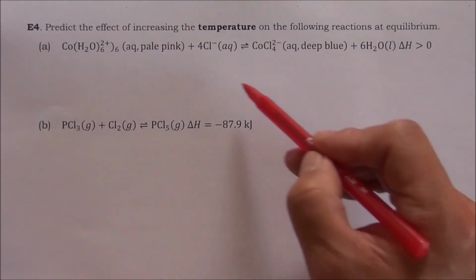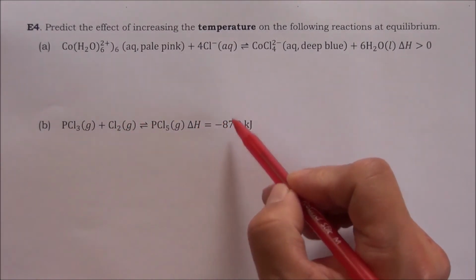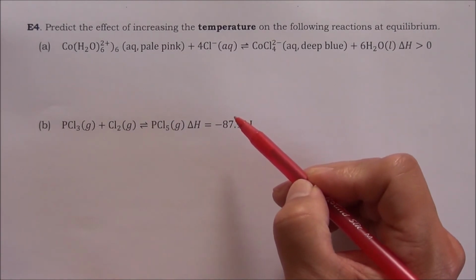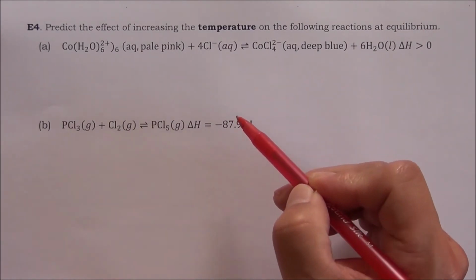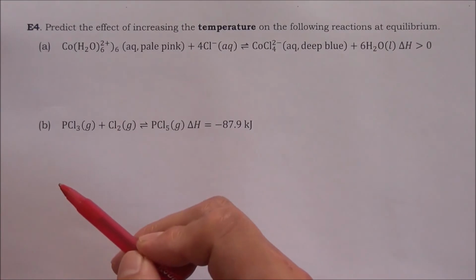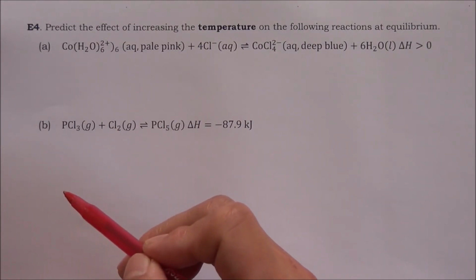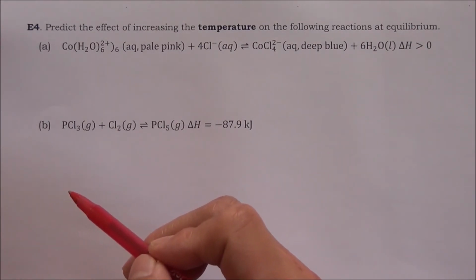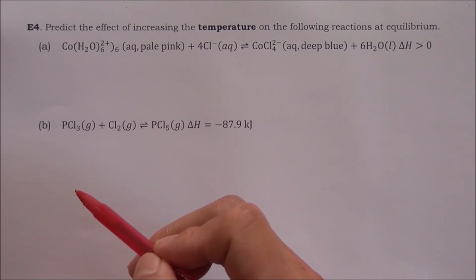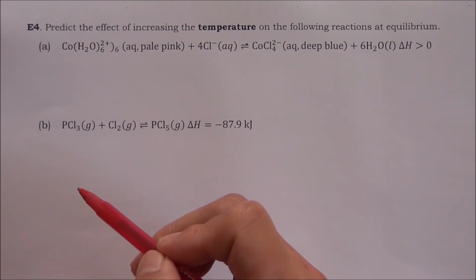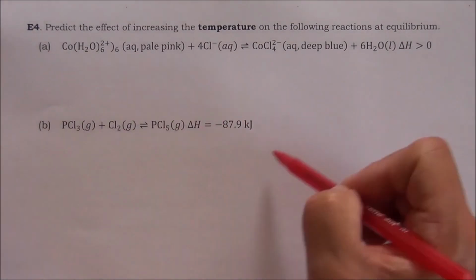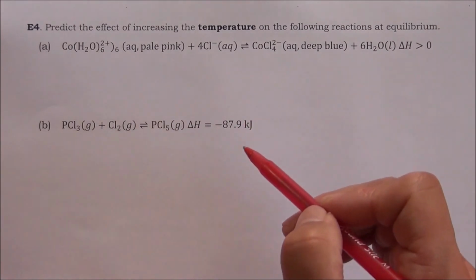For the second reaction, delta H is negative. That means it is an exothermic reaction. If the reaction goes to the left, it will take in heat. That means decrease the temperature of the chemical reaction. From Le Chatelier's principle, if we increase the temperature of the chemical reaction, the reaction should try to decrease the temperature, which means for an exothermic reaction, the reaction should go to the left.